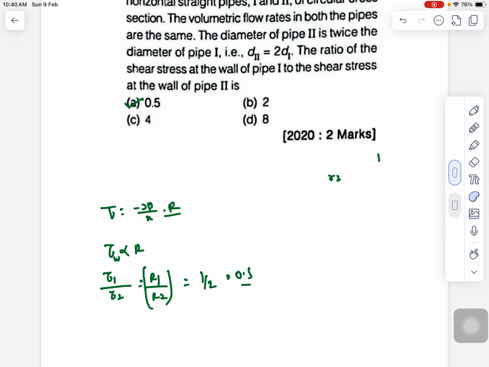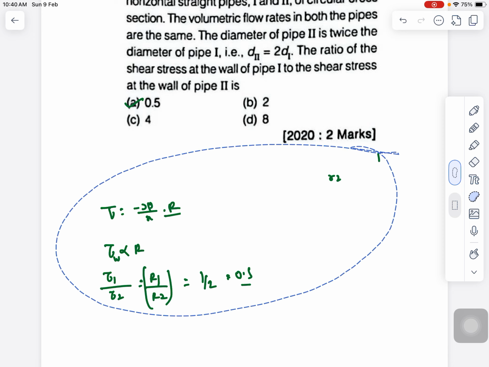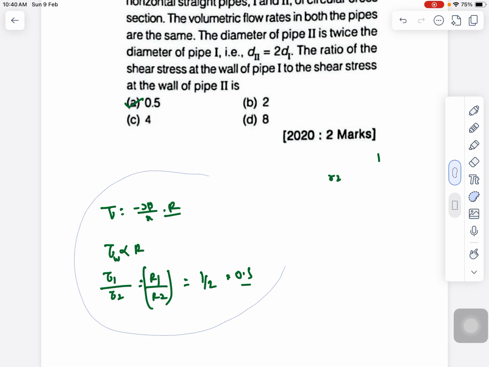I don't know why this is appearing here. I think this is from some other batches actually.